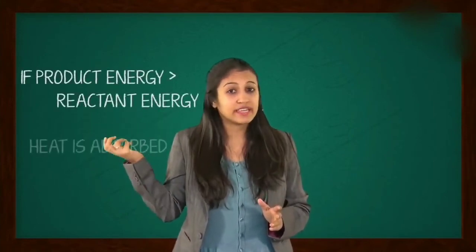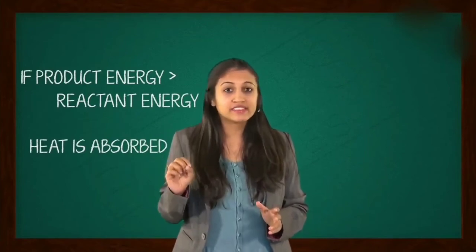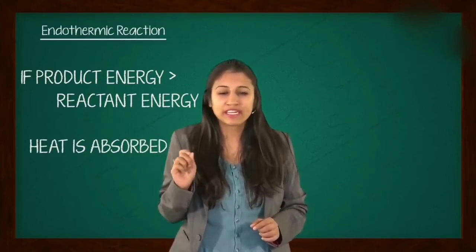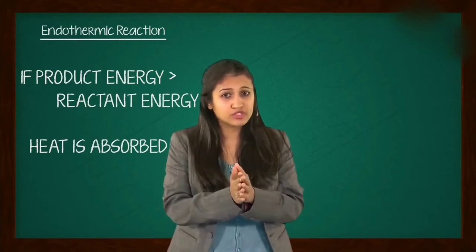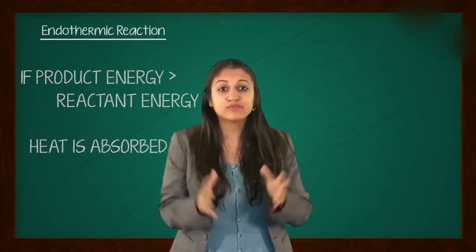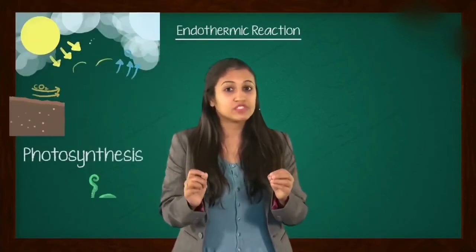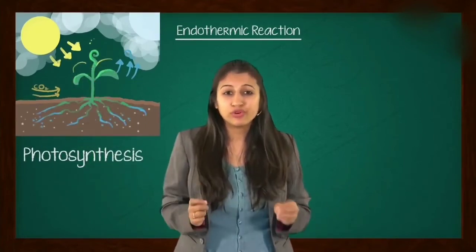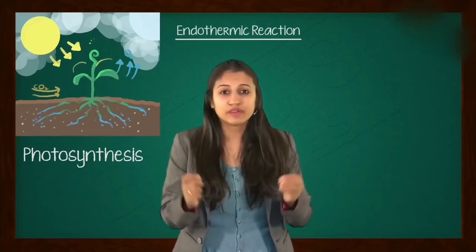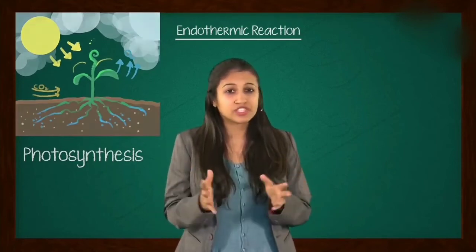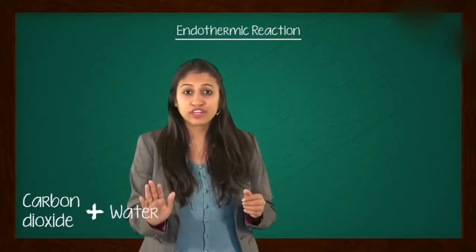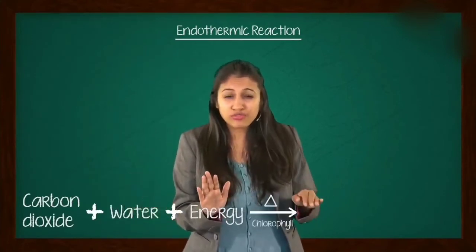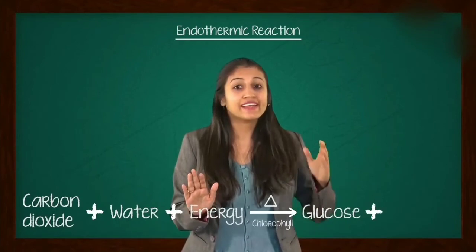Now, two things can happen. One, products can be at a higher energy level than the reactants, which means that they have absorbed the energy. In this case, the reaction is called an endothermic reaction. And if you ask me for some examples of an endothermic reaction, the biggest example would be photosynthesis, a process by which plants are capable of the magical process of making their own food. Now you can show this in an equation as carbon dioxide plus water plus energy in the presence of chlorophyll, giving you glucose and oxygen.